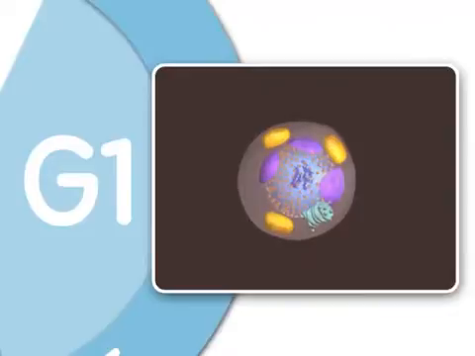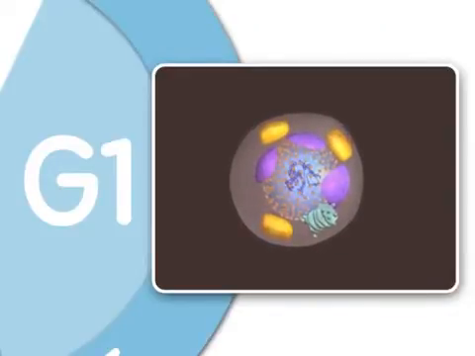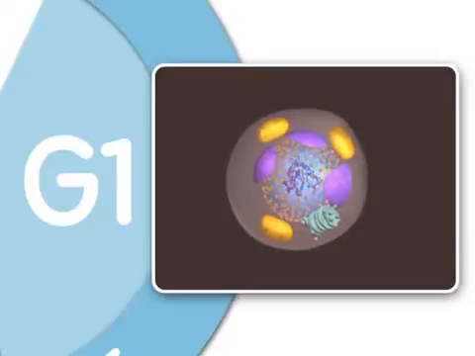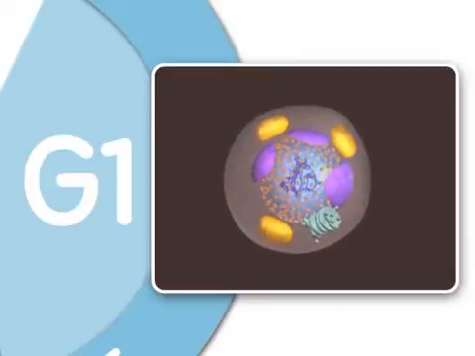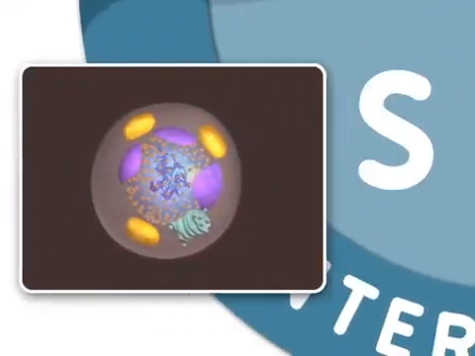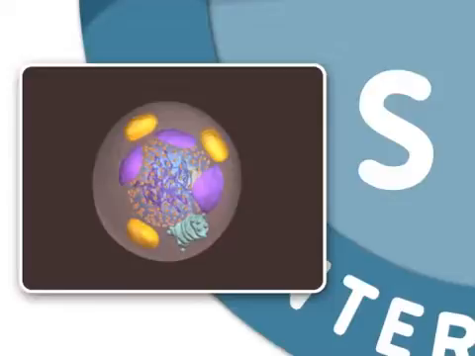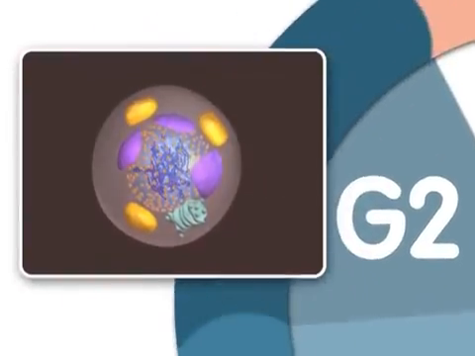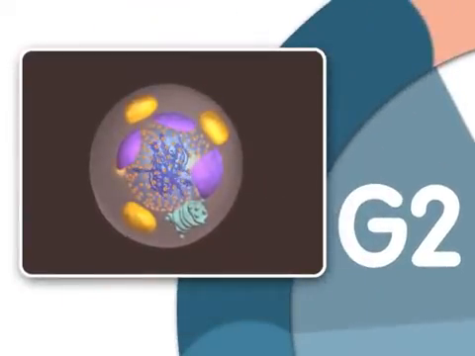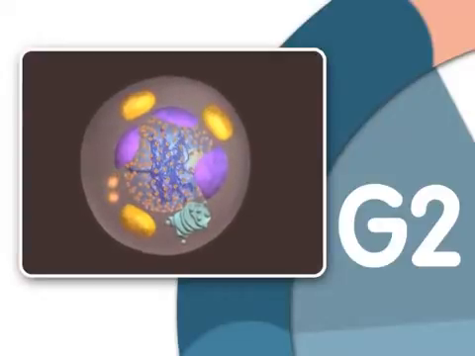G1, or gap 1, is the first growth stage of interphase. In G1, the cell grows to nearly its full size and performs many of its specific biochemical functions that aid the organism. Next is the S, or synthesis phase. This is an important stage because it is during the S phase that DNA in the nucleus is replicated. The cell next enters another growth stage called G2, or gap 2. It is during G2 that the cell finishes growing.